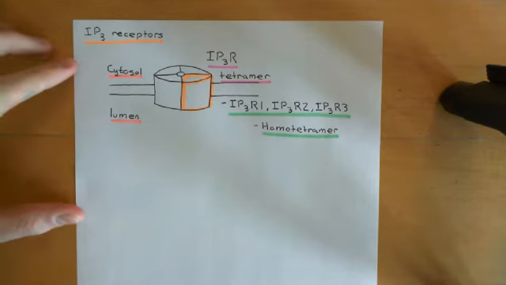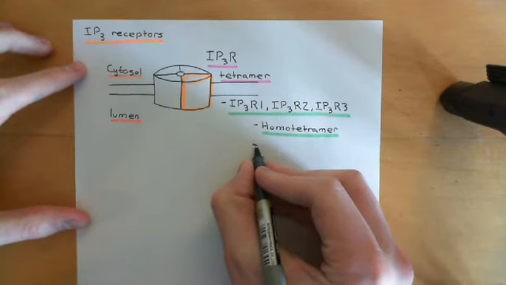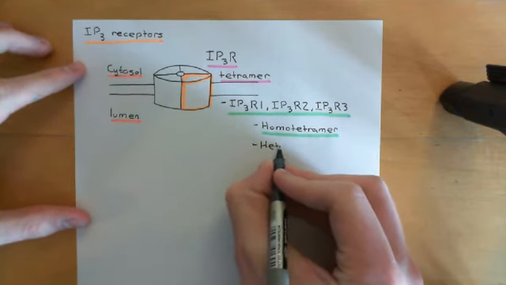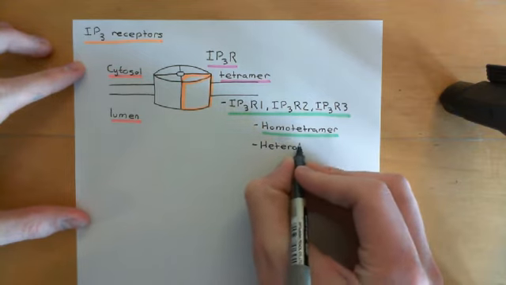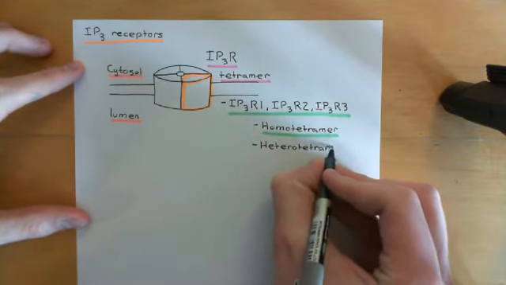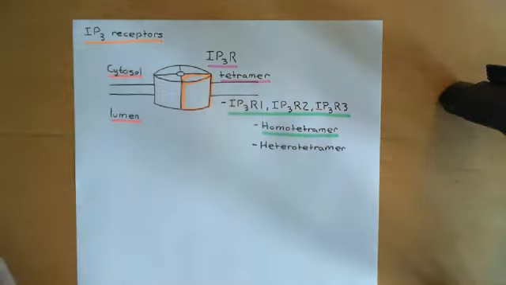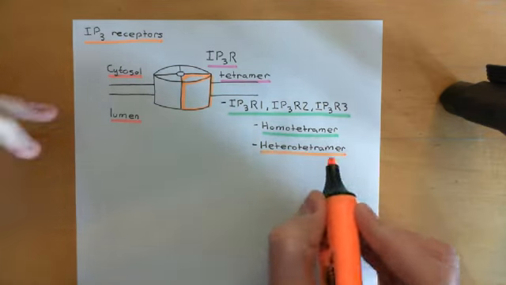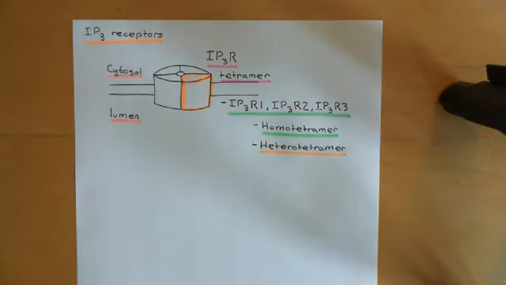Okay, but you can also do the more complicated thing, which is you can build IP3 receptor tetramers which do not have all 4 subunits the same. Okay, and these are called heterotetramers. Okay, hetero means different. So a heterotetramer is one where the subunits of the tetramer are not all the same, they're different basically.